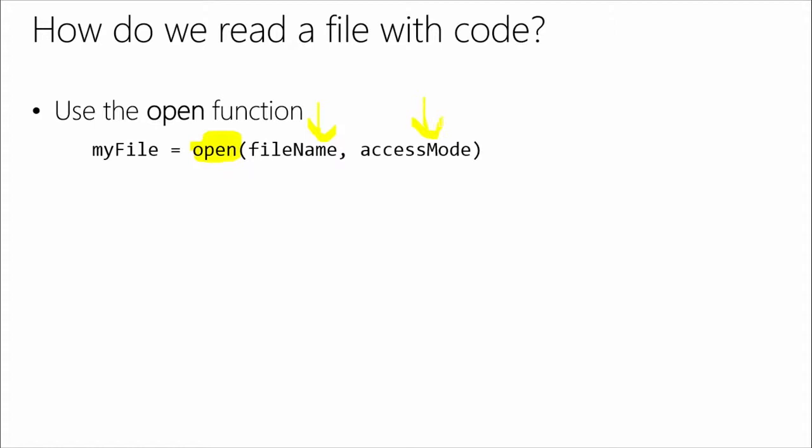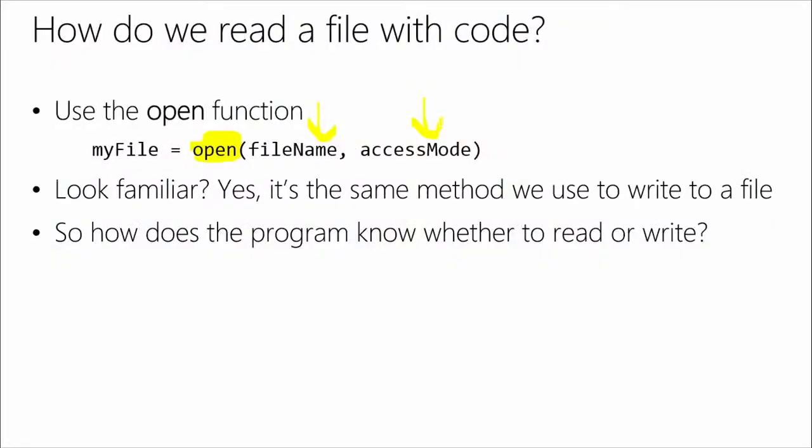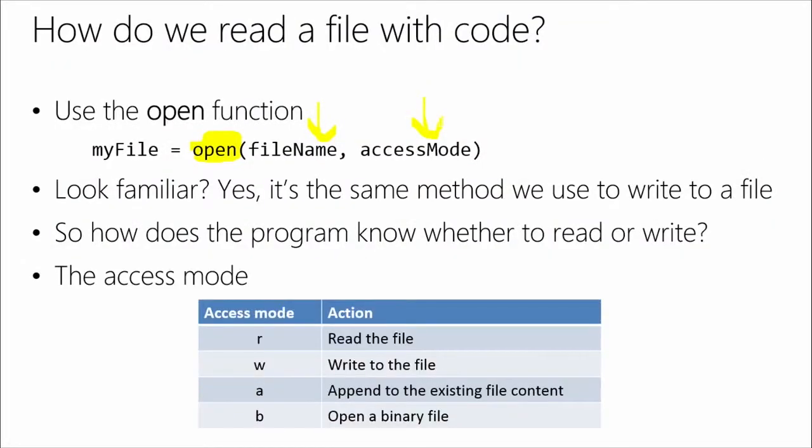Exactly, right, because it's the access mode that determines what the program expects us to do once we have opened the file. So if we specify an access mode of read, then it expects us to be reading the file. Yep. If we are writing to the file, it expects writing. And then there is, it came up in the chat window earlier, an R+, which means read and write, or you can also say W+ to say read and write as well. So how does my program know if I'm reading or writing to a file? The access mode. So R for reading a file, W to write to a file, A if I want to append to the existing file content, and B is for binary files.